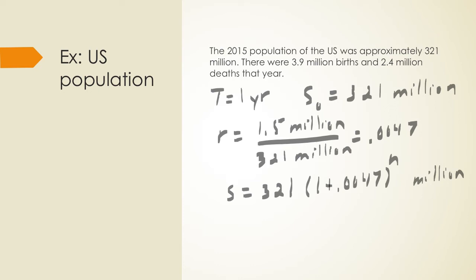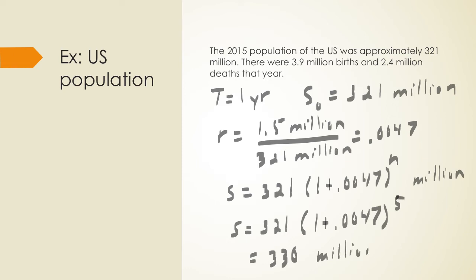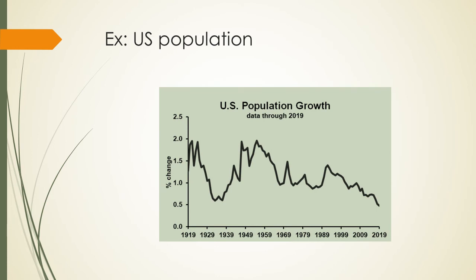In 2020, this would be 5 years after our initial population. So we would compute S is equal to 321 times (1 plus 0.0047) raised to the 5th power, giving us 330 million people in 2020. The current U.S. population is actually 328 million people. Note that this model doesn't account for immigration, which is a significant factor in the U.S. population.